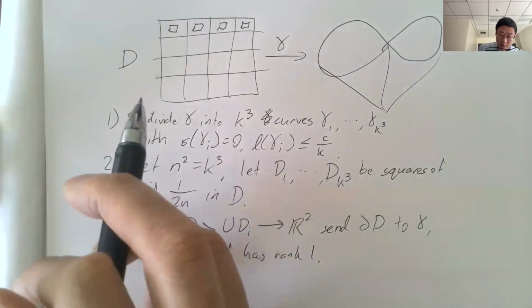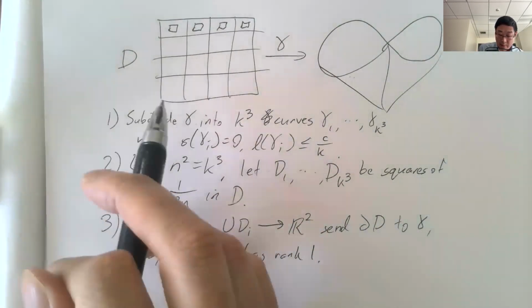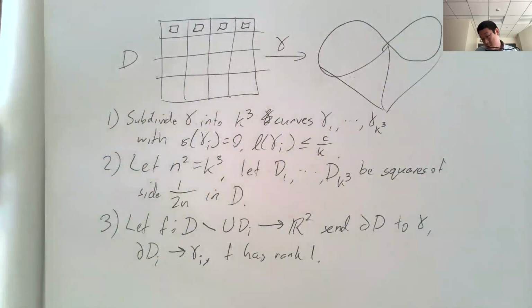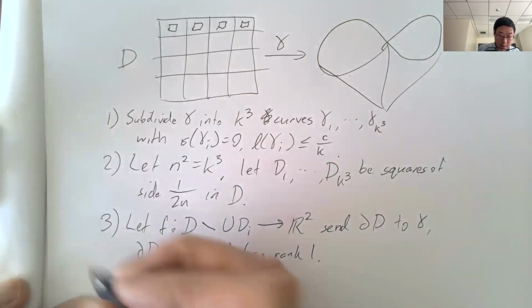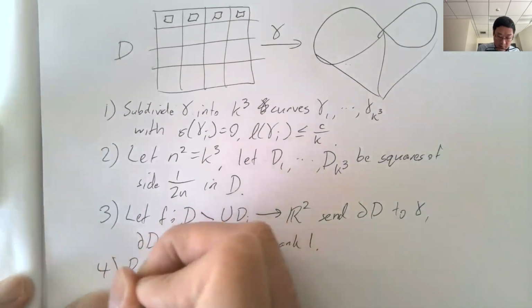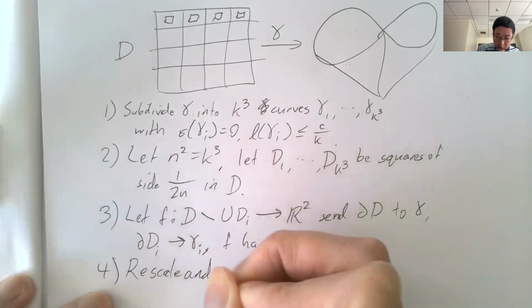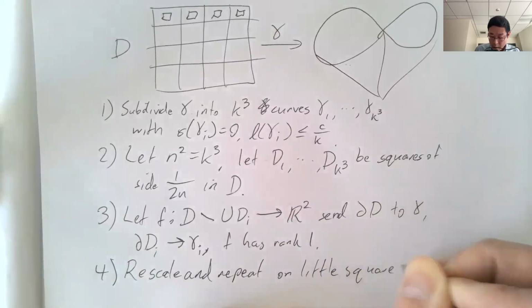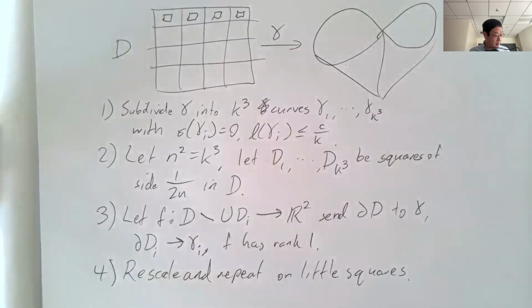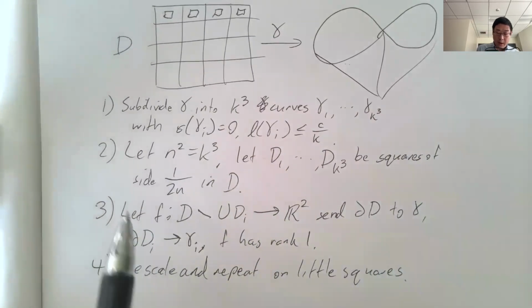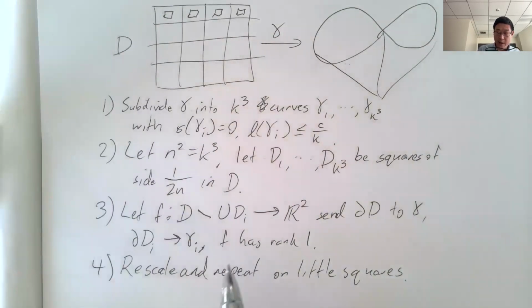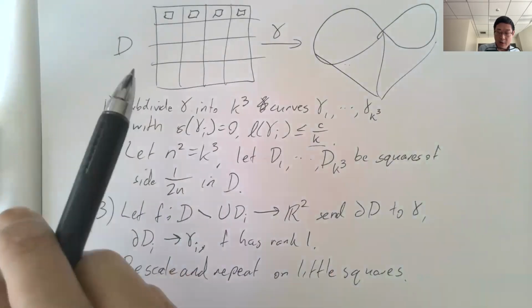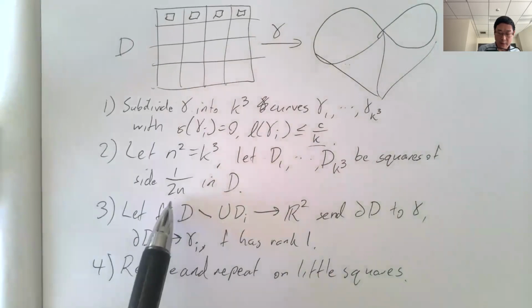And so far we've constructed a map where the image of any Lipschitz closed curve that avoids the little squares has signed area zero. The only thing left to do is to extend it to the little squares. And we use the same construction that we've been doing. We rescale and repeat on the little squares. Now, this is slightly different than what we've done before because we're no longer scaling by the same size in the domain and the range. We go from a curve of length one to little curves of length C over K. We go from a square of side length one to squares of side length one over two N.